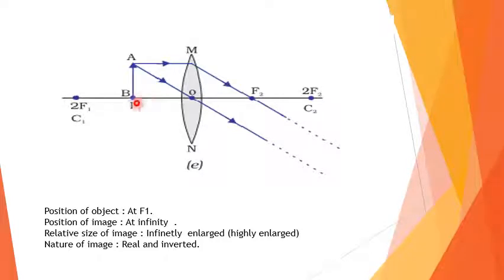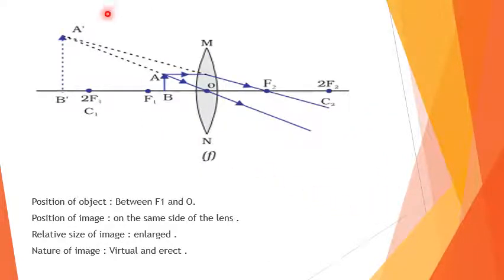Next is when the object is at F1. Again, one ray parallel to the principal axis, after refraction passes through the focus. Second ray passes through the optical center. Now the image is not seen, but these definitely will meet somewhere. That means the image is formed at infinity, somewhere very far. And how will the image be? It will be highly enlarged, means very big, and it will be again real and inverted.